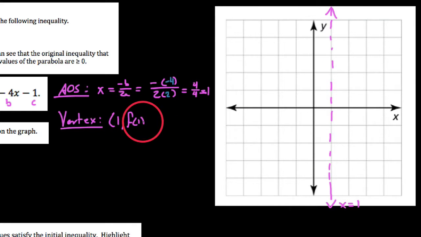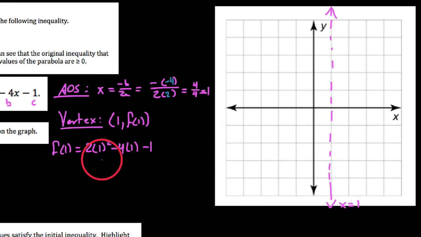We just need to go find what f of 1 would be if we had this as an equation. So if we say f of 1, wherever we see an x, we substitute in a value of 1. So we have 2 times 1 squared minus 4 times 1 minus 1. 1 squared is 1, so 2 times 1 is 2. So we have 2 minus 4 minus 1, which gives us negative 2 minus 1, which is negative 3. And so I notice that negative 3 is where the vertex of this parabola would lie.